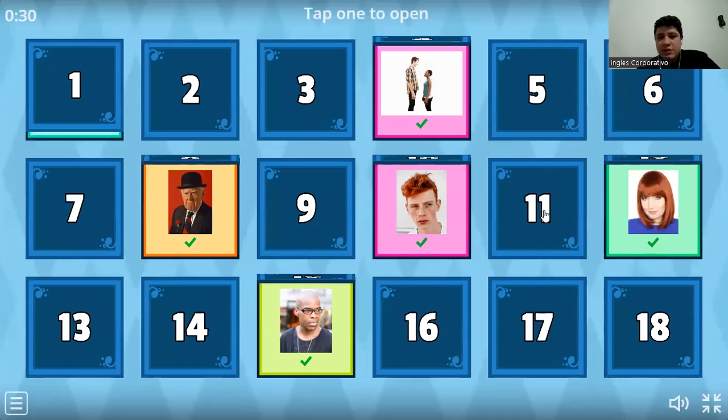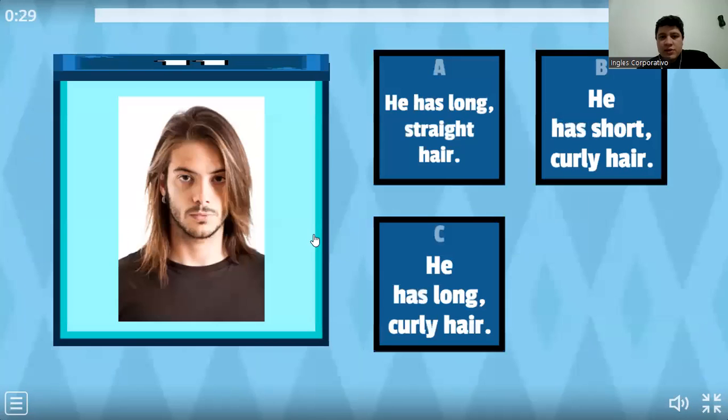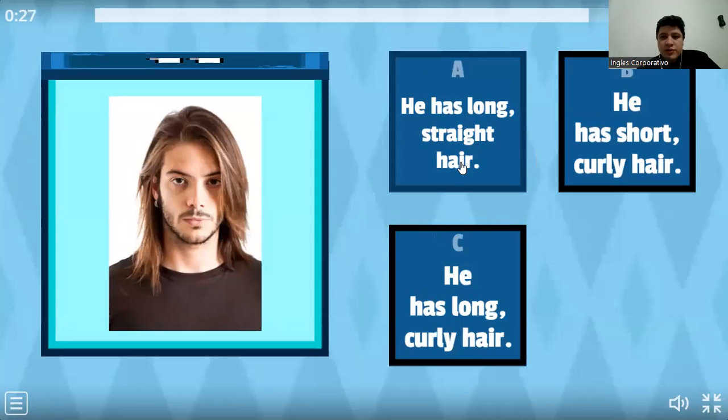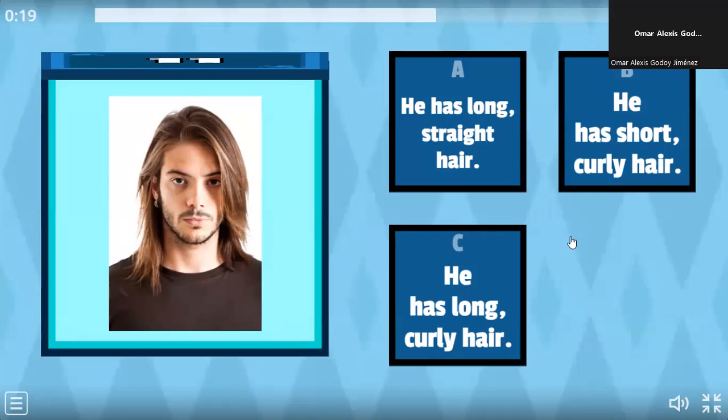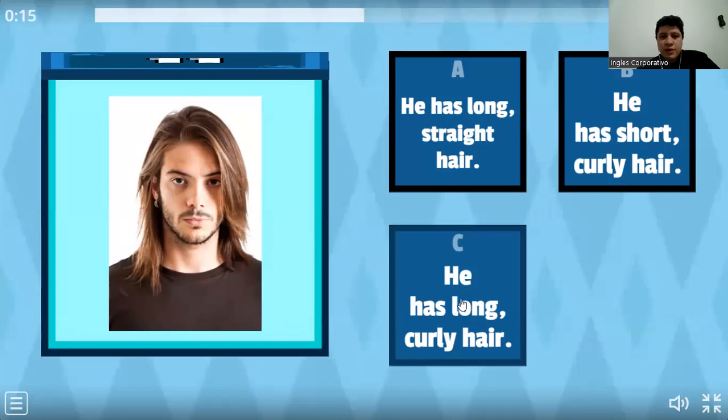Number 11, let's see. Okay, so he has long straight hair, he has short curly hair, or he has long curly hair. What do you think? It's C. He has long curly hair.